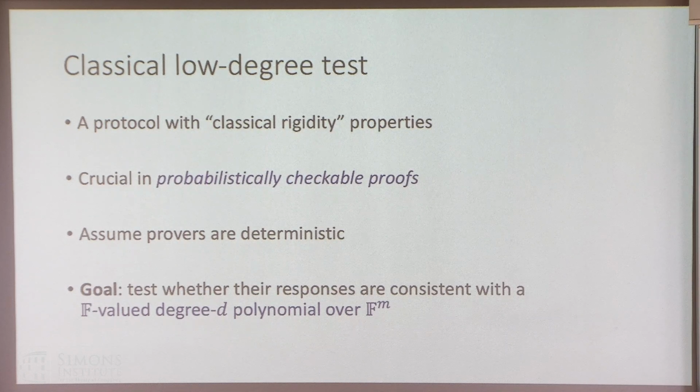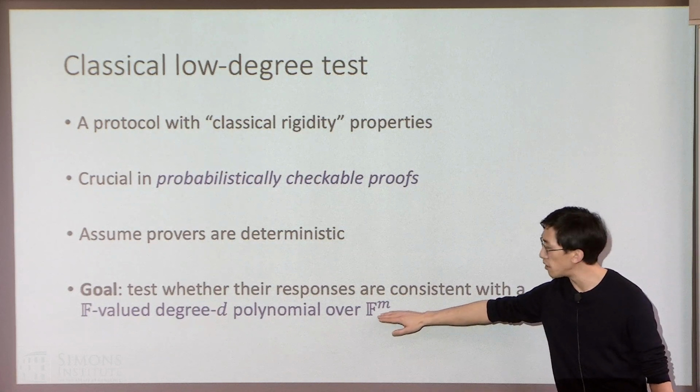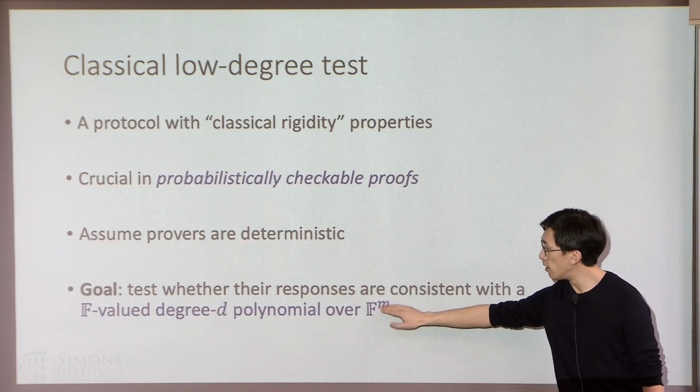So here now we're going to think about the classical setting. There's no entanglement. Provers are deterministic. Yet there's still some notion in which we can enforce structure on the behavior of provers. This classical low degree test is crucial in something called probabilistically checkable proofs, or PCPs. And what is this test trying to do? It's trying to test whether the responses of the provers are consistent with a low degree polynomial. Okay? So in particular, a low degree polynomial over some finite field, over m variables.